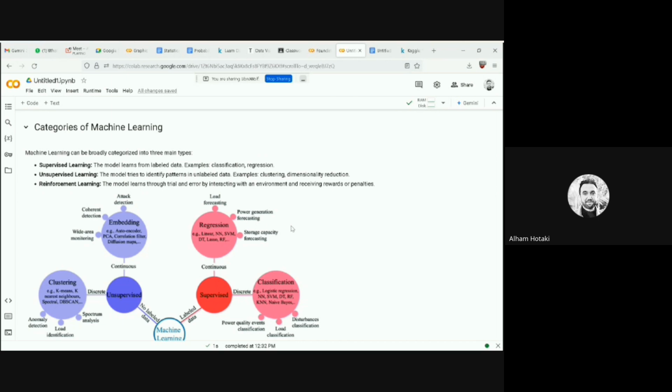Unsupervised learning is where the model tries to identify patterns in unlabeled data. Examples: clustering, dimensionality reduction, and things like that. You just provide a data set to a computer and say, learn it by yourself. Identify some patterns. What do you think? The computer doesn't have any pre-labeled data. It doesn't know whether the customer will churn or not churn. In that regression model, we had a column of 0 and 1, if you remember, showing whether the customer churned or not. So that was labeled data.